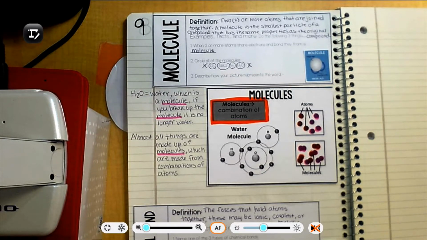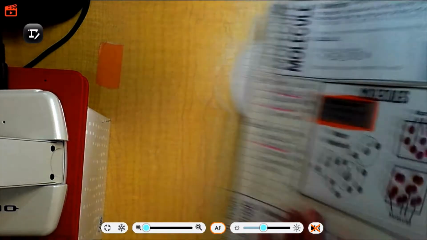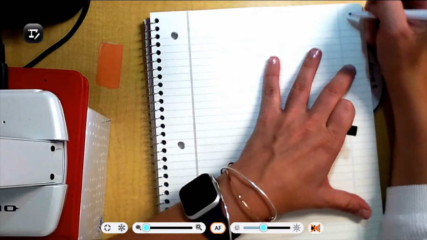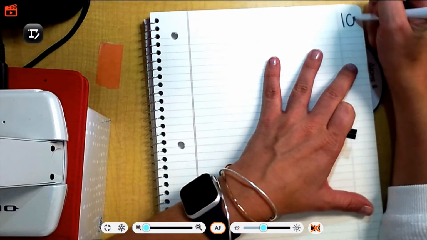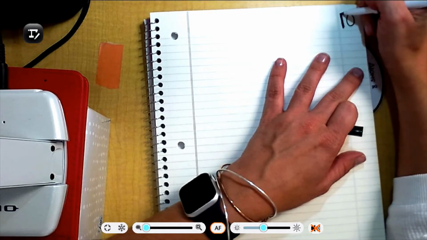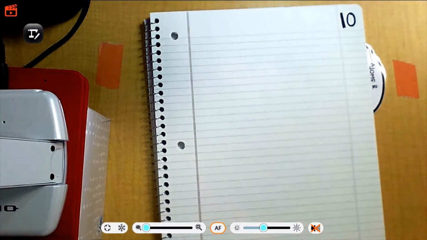Okay, now that we're done with page 9, move over here to page 10. So again, the first thing you want to do, guess what I'm going to tell you to do? Yep, you nailed it. Page 10. Make sure you get that nice and bold, so when I'm grading, I can be like, yeah, that's right.